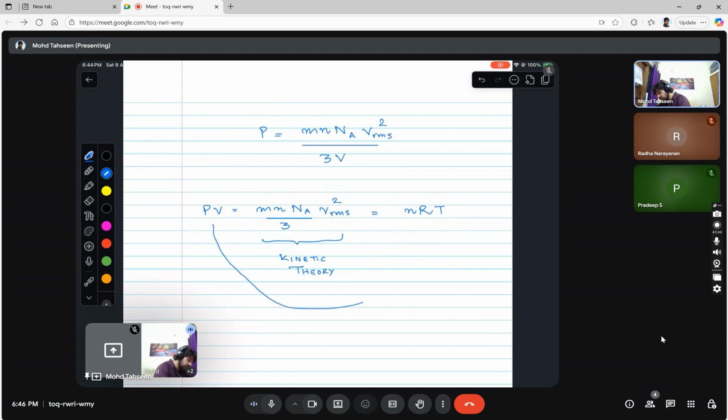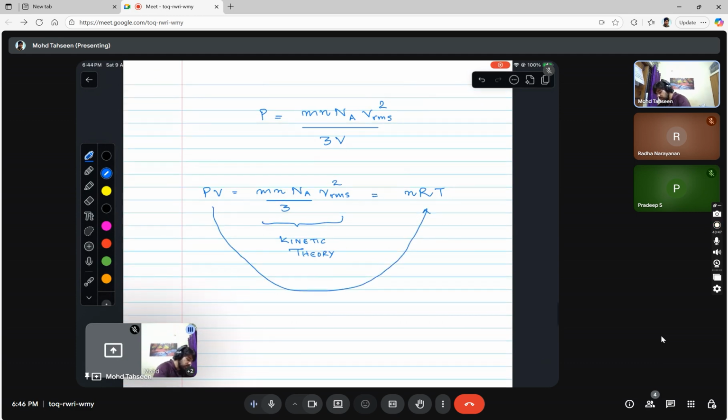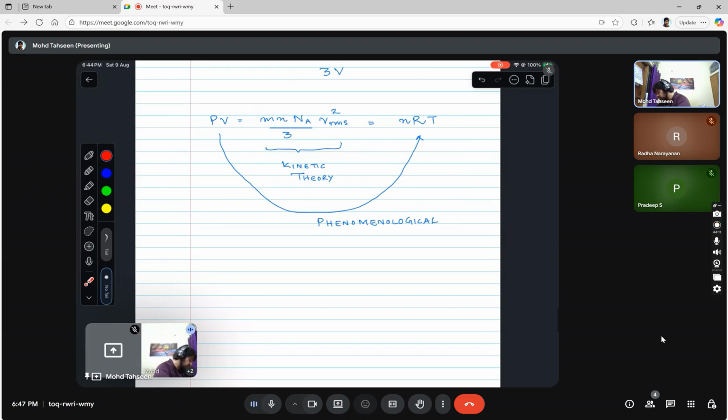And this equation, which relates PV to nRT, comes from observation and experiments, and so these types of equations are called phenomenological, right? They are observed and then written down, while this one comes from reasoning, right? We have developed this. But now the question is that these two should be equal because they represent the same quantity, right? So if we take these two equations, what we can write from here is an expression for VRMS.